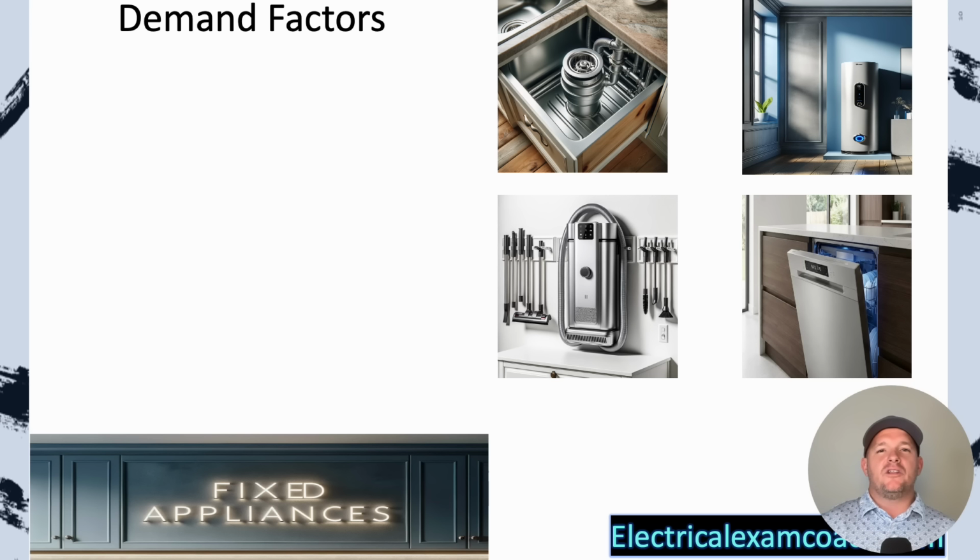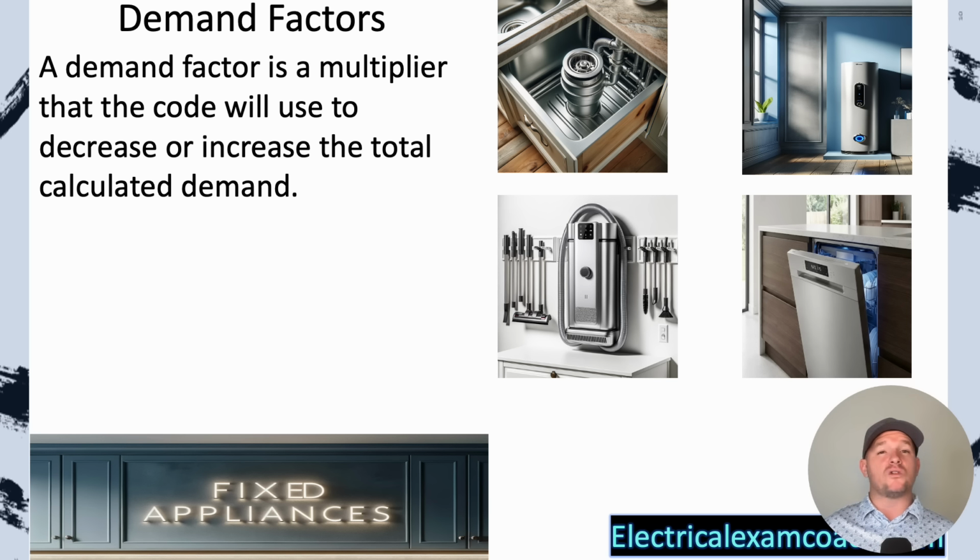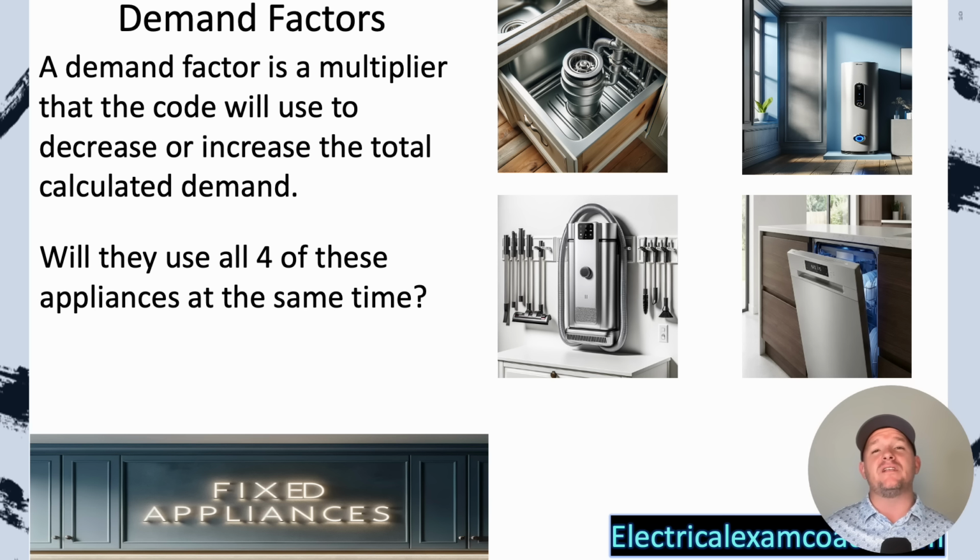Let's go. You've heard the term demand factor several times already throughout the program. Now, let's learn what it is. A demand factor is a multiplier that the code will use to either decrease or increase the total calculated demand. Let me explain what I mean. Are we going to be using all four of these appliances at the same time usually? Probably not, right? We're cooking, the water heater might be running, but we're not running the central vac and the garbage disposal. So what the code has done, it has made special multipliers that we're going to use. And in this case, with fixed appliances, we get to decrease the amount of the demand.